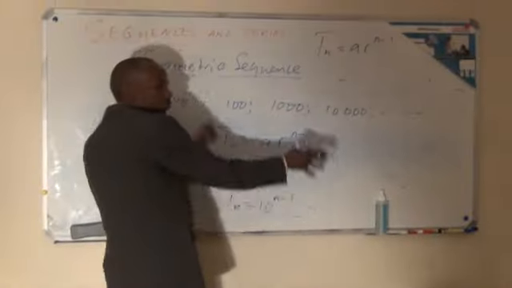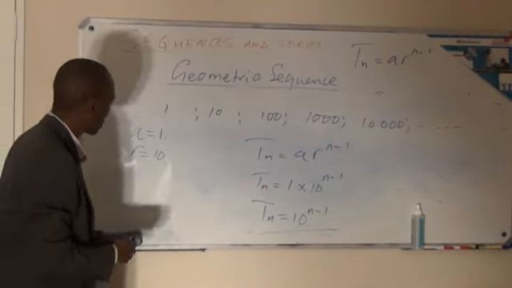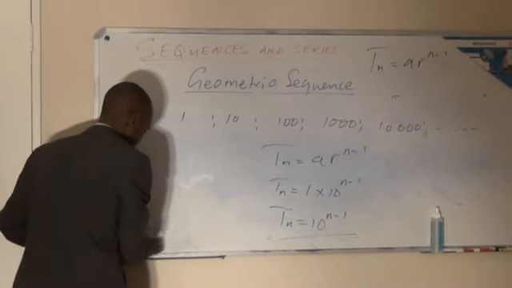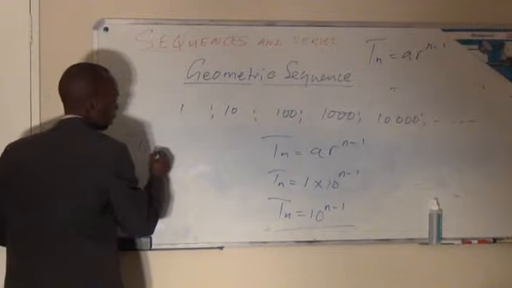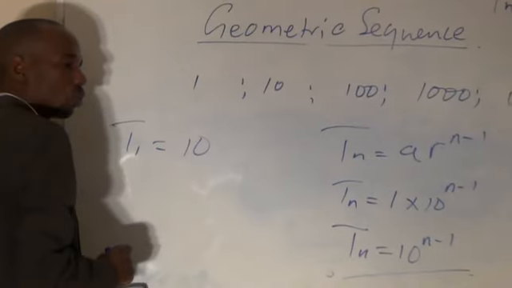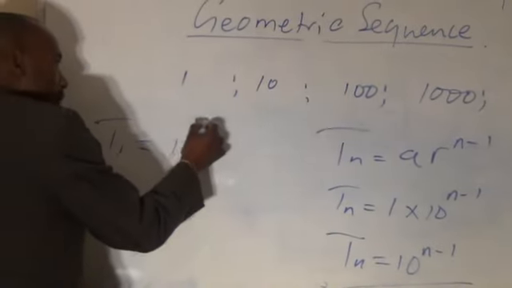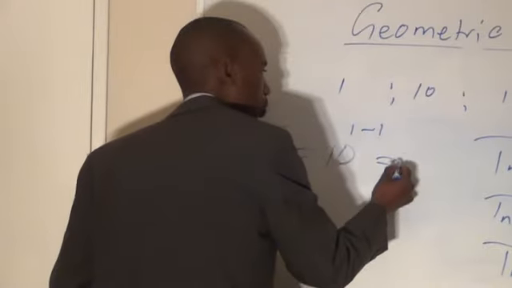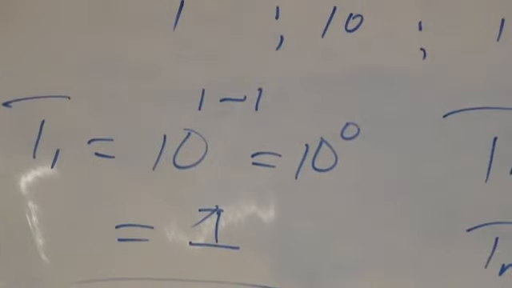So if I would ask you, using this unique relationship for this sequence, can you find T1? T1 will be equal to 10 to the power, what is n equal to? 1 minus 1, so 10 to the power 0. What is 10 to the power 0 equal to? 1, because any number to the power 0 is equal to 1.